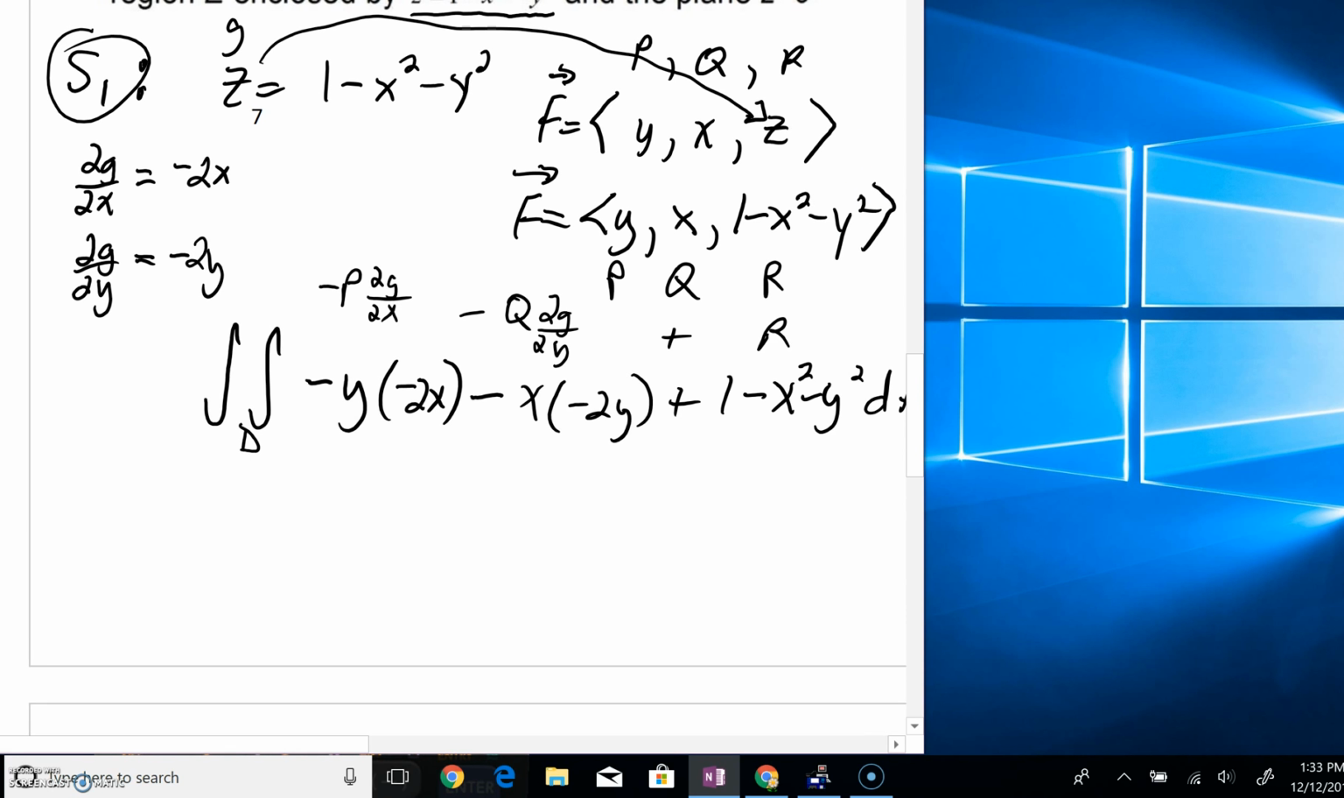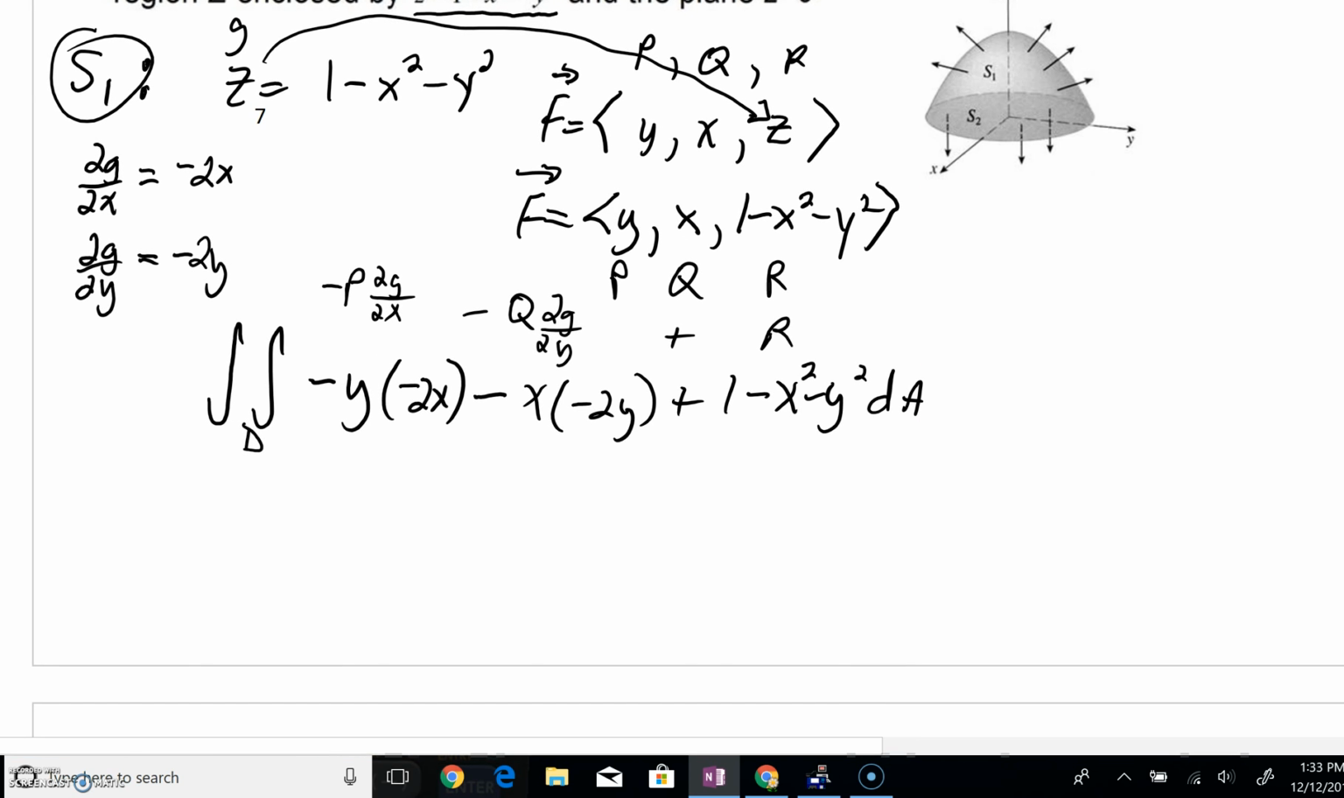But x and y values, wow, my computer keeps doing this. Let me just jump to my mouse here.